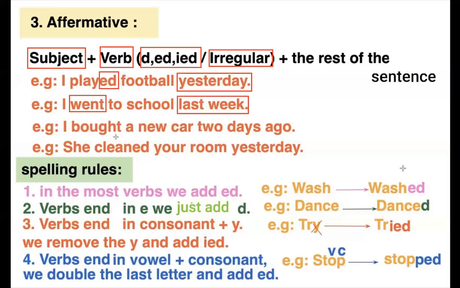Excellent. I bought a new car 2 days ago. I is the subject. Bought is the main verb here, which is irregular. And 2 days ago, ago is the key word, and the time comes before ago. Good job.